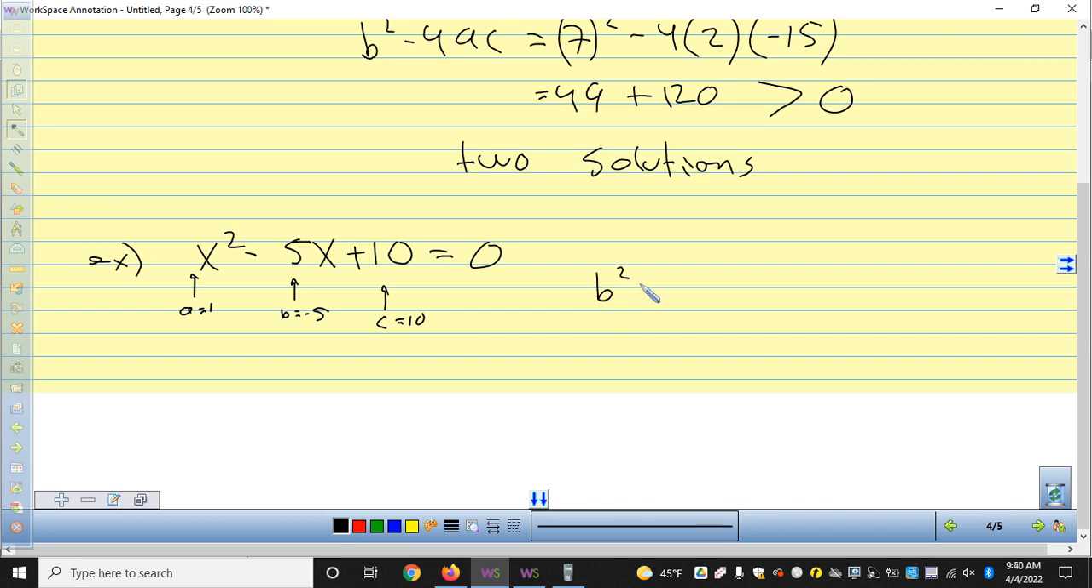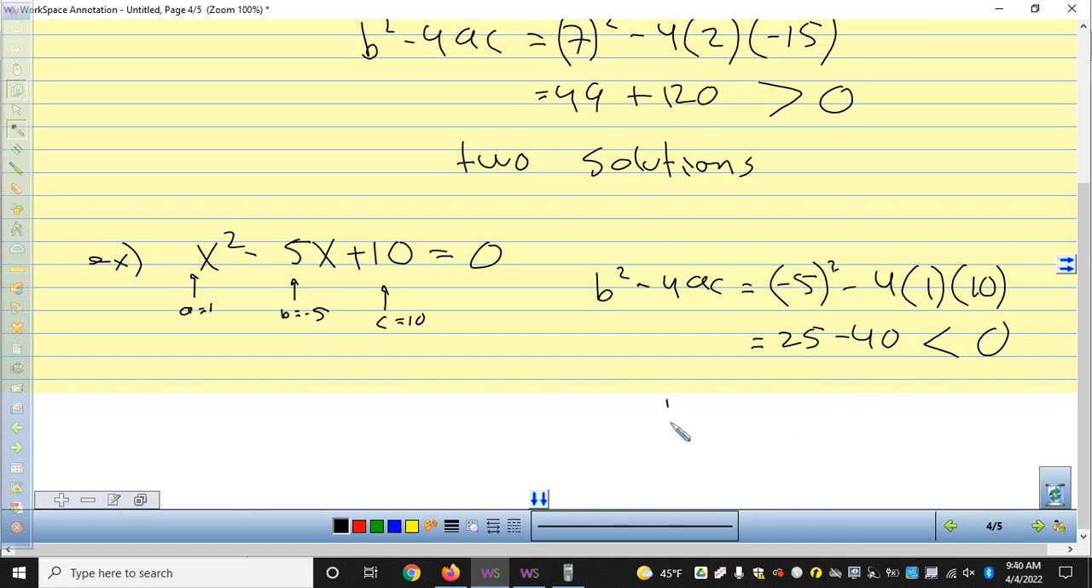So b squared minus 4ac is negative 5 squared minus 4 times 1 times 10. Negative 5 squared is positive 25 minus 40. Is that bigger than 0 or less than 0? Less than 0. So we have no solutions, because we'd end up trying to take the square root of a negative number in our quadratic formula. So that gives us no solutions.